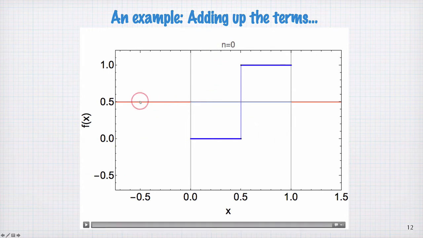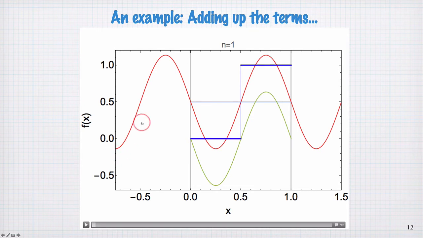So this is the n equal to 0 term here, just the constant offset at a half. And this is our square wave that we're going to approximate. Let's add the n equal to 1 term. So the n equal to 1 term here is in green. That's the green term here, and we add that to the offset and we get the red curve here.